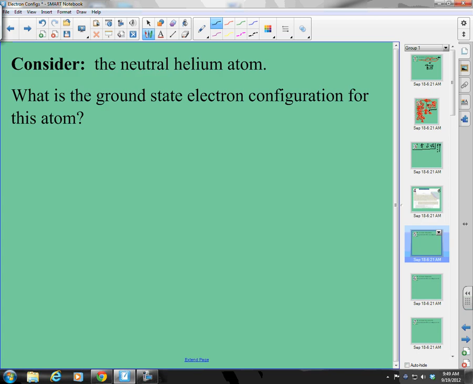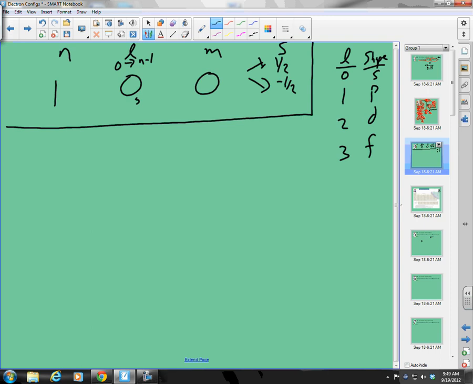All right, so I have 2 electrons that I need to place, and where am I going to start? I'm going to start at my 1s. Now, I have an s. Let's go back here, right? I have an s. How many orbitals do I have if I have an s? I have 1 orbital. This is the number of orbs, remember? I have 1 s orbital.